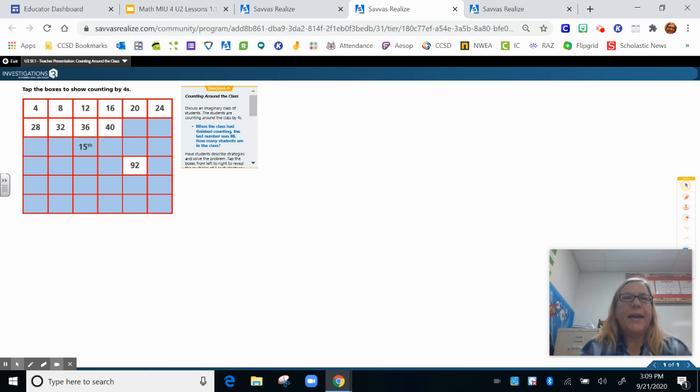40, if you got that right. Plus another 4 is 44, another 4 is 48, another 4 is 52, 56. Add 4 more to 56 and you'll get the 15th number. What would that be? 60. Very good. So we're just going to practice counting by fours the rest of the way.